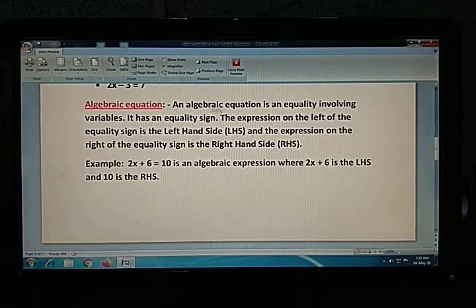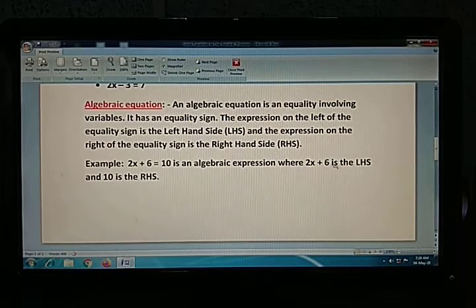So let us see. An algebraic equation is an equality involving variables. Same thing, it has variables. It has an equality sign. The expression on the left of the equality sign is called the left hand side. And the expression on the right of the equality is called the right hand side, or the RHS. So here you can see this portion 2x plus 6 is on the left hand side, since it is on the left of the equality sign, and this 10 is on the right of the equality sign, so this will be the right hand side. That's what I have written here.